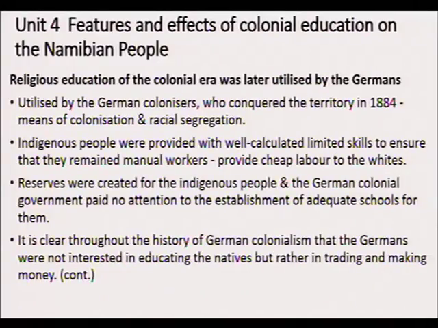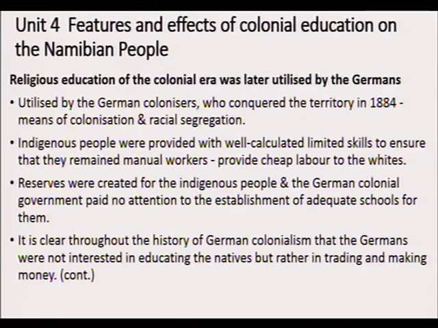This brings us to Unit 4, which deals with the features and effects of colonial education on the Namibian people. And the first aspect I'd like us to look at is the religious education of the colonial era that was later utilized by the Germans. Now, indigenous people were provided in colonial times with well-calculated limited skills to ensure that they would remain manual workers, as this provided cheap labor to the whites.